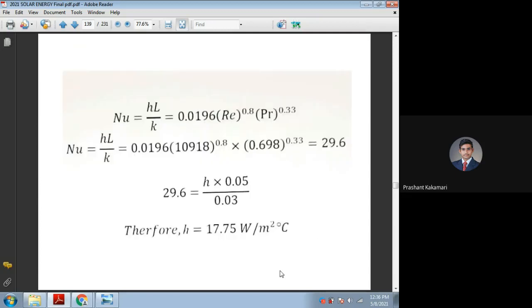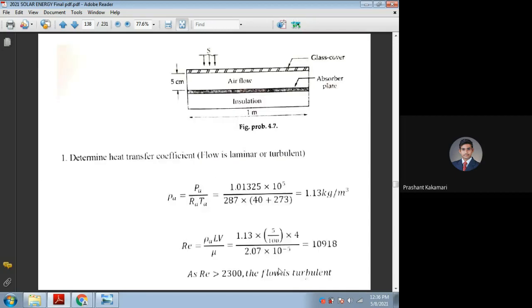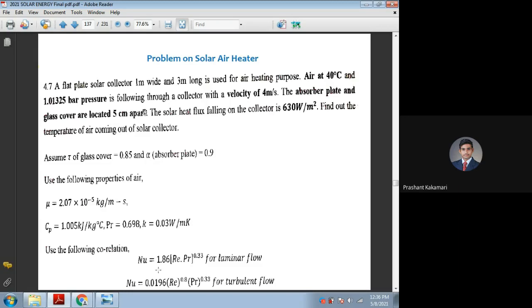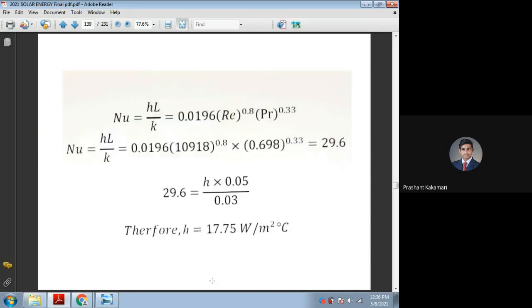So now I'll go back to the question. As the flow is turbulent, I'll go by this Nusselt number, 0.0196 Re raised to 0.8, Pr raised to 0.33. See here, the same equation we have used in place of hL by k. hL by k is theoretical. If you know the h value, characteristic length and k value, I can go by this equation. But here we don't know h, how much is the h value. So to find that, we are going by correlations.